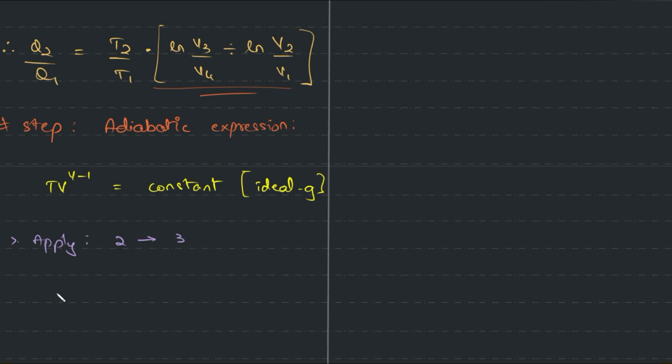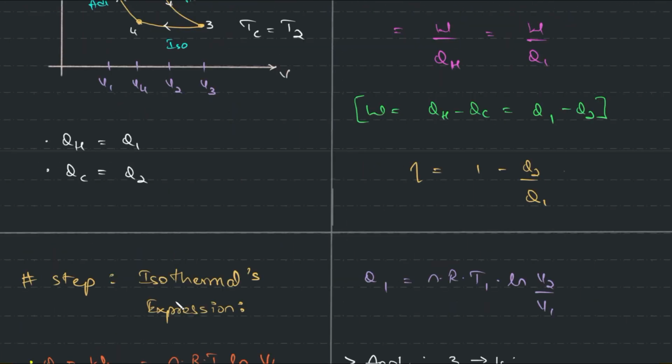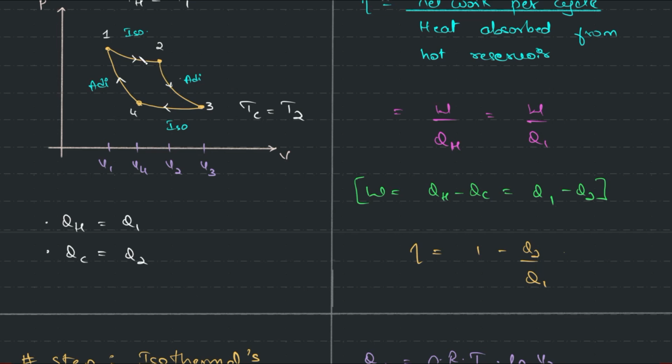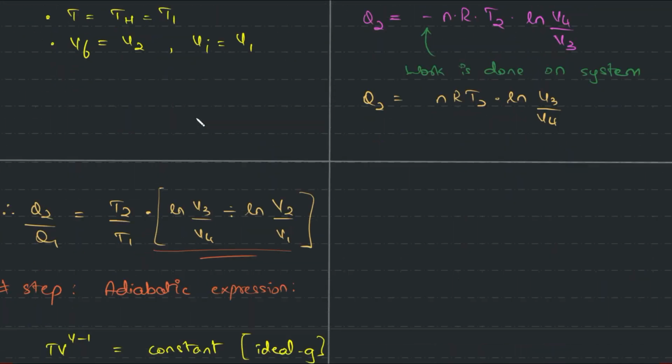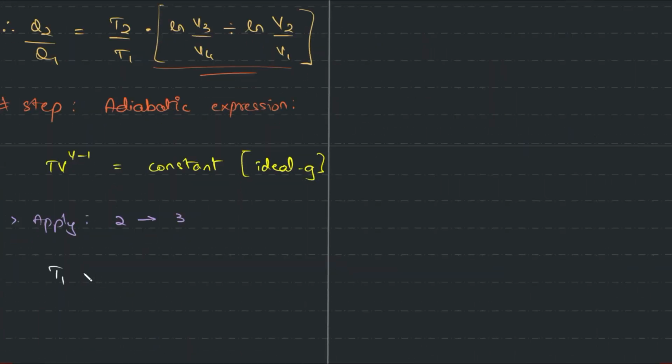So temperature at 2 will be T1, right? I don't want to go back and forth too much, just once I'll show. We are looking at 2 to 3, adiabatic 2 to 3. So T1 to T2, and obviously V2 to V3. So T1 times V2 to the power of gamma minus 1 is equal to T2 times V3 to the power of gamma minus 1.